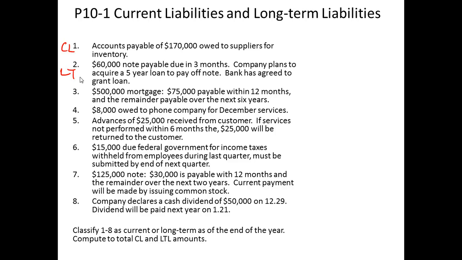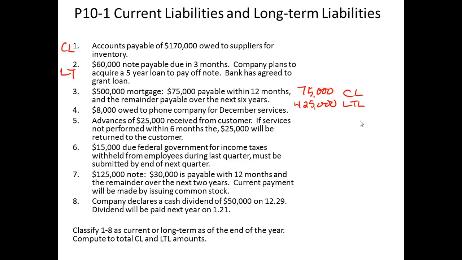$500,000 mortgage in number 3. We've got $75,000 is payable within the next 12 months, and the remainder is payable in the next 6 years. So $75,000 of this is a current liability, but the remainder, $425,000, is a long-term liability because we'll pay it out over the next 6 years, whereas the current will be paid within the coming year.